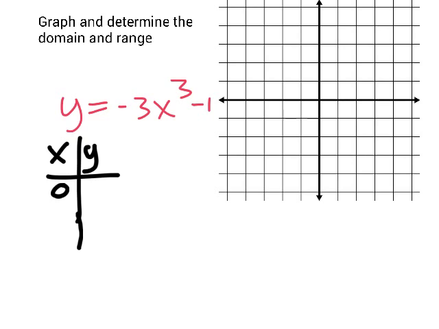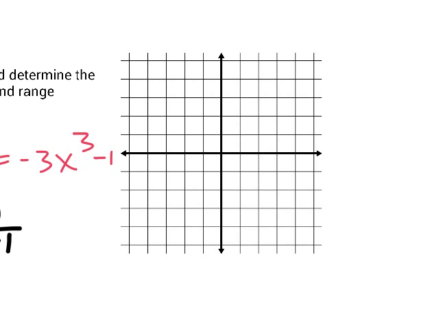Plug it in for X or for Y, and then solve for the other variable. I'm choosing x equals 0 because that makes things easy. 0 to the third power is 0, negative 3 times 0 is 0, and 0 minus 1 is negative 1. This pair is a dot on my graph.